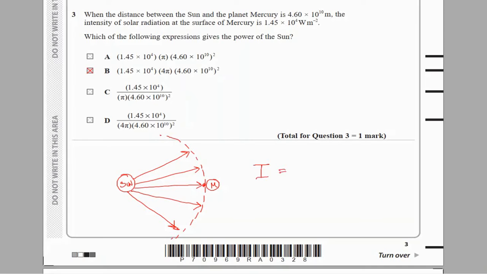So when you have a point source, the equation is intensity equals power divided by area. Now the area is area of the sphere, because it's shining the light spherically, and the area of a sphere is given by 4 pi r squared, and this r is the distance between Sun and the Mercury. So if you make power the subject of the equation, power equals intensity times 4 pi r squared. So this is the intensity, and here you have 4 pi, and this is the distance squared, or r squared.